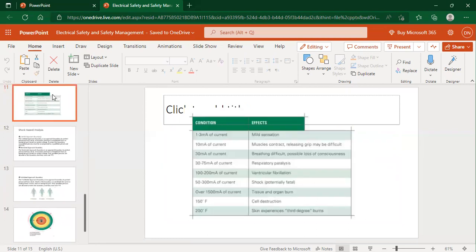Here we can see a small table regarding the amount of current passed through a human body and what happens to the body. Suppose 1 to 3 milliamperes of current passes through the human body, it results in a mild sensation. At 200 degrees Fahrenheit, skin experiences third-degree burns. Like that, we can see some more conditions regarding the effects.